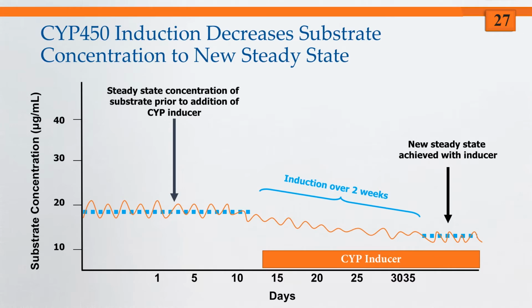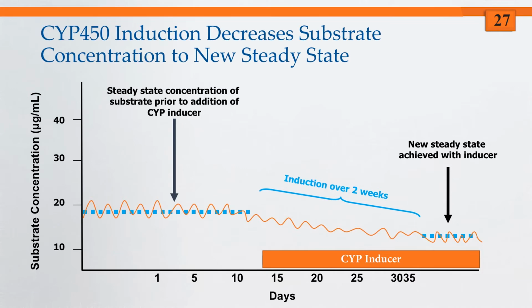So here's a cartoon demonstrating induction. Again, we're at steady state for a particular substrate, looking at the concentration time profile. And we generally think of induction as taking about 2 weeks to increase or decrease substrates to reach a steady state. At the end of 2 weeks, we generally think of the full effect of induction as having taken place. And again, we'll then have reached a new steady state for the substrate in the presence of that inducer. And again, it could be only a 20% decrease. It could be an 80 or 90% decrease, depending on how strong our inducer is.